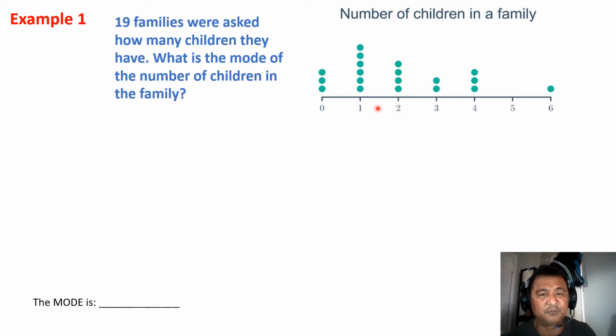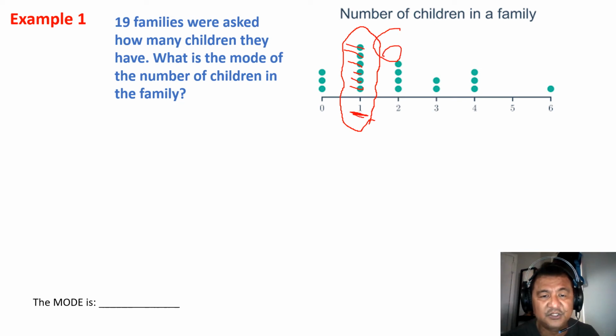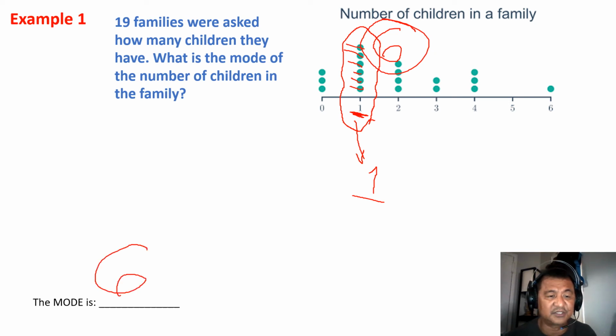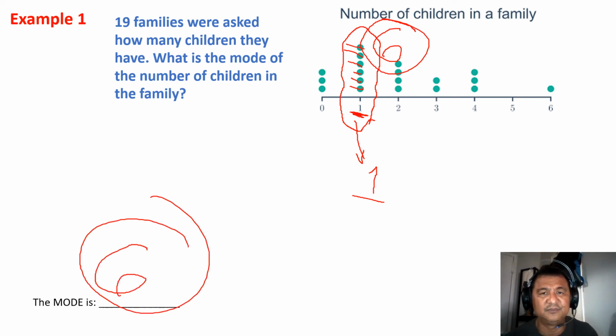Mode is the most frequent. How would you know the most frequent here? Thanks to the organization, it's well organized. The tallest one means it just has more frequency. 1, 2, 3, 4, 5, 6. 6 families said they have how many children? We only have one family with one child. So what is the mode? Will I write 6 or 1? The number that appears most often. That's the number 6. That's the mode.